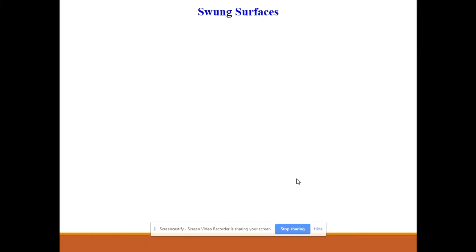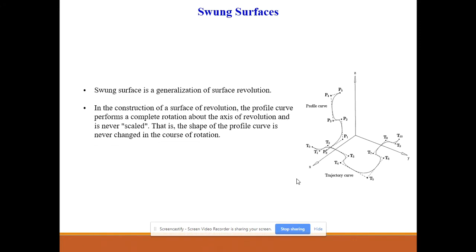Swung surfaces. A swung surface is a generalization of a surface of revolution. Surfaces of revolution are widely used in the field of engineering. In the construction of a surface of revolution, the profile curve performs a complete rotation about the axis of revolution and is never scaled. By never scaled, I mean that the shape of the profile curve is never changed in the course of rotation.